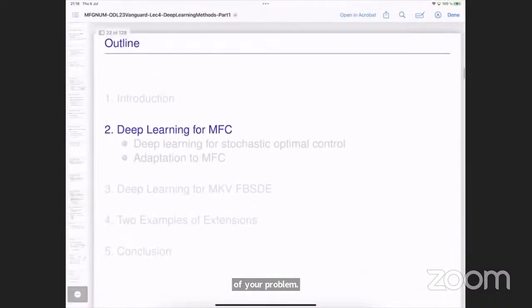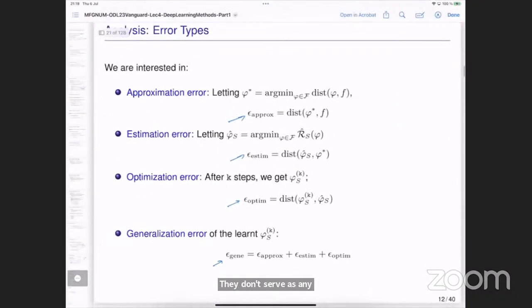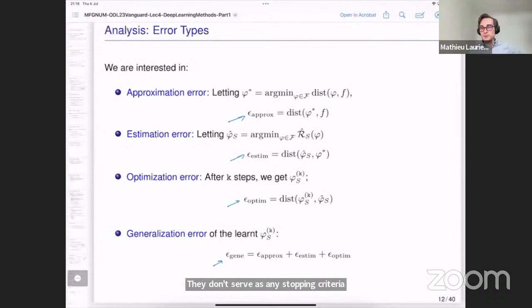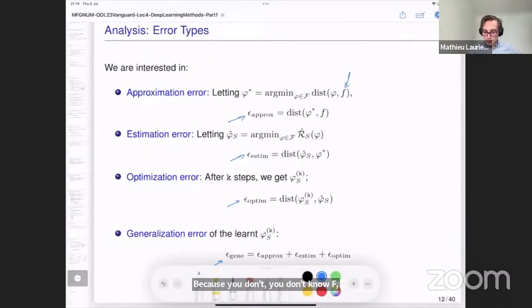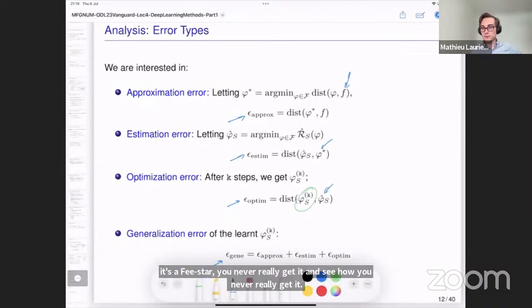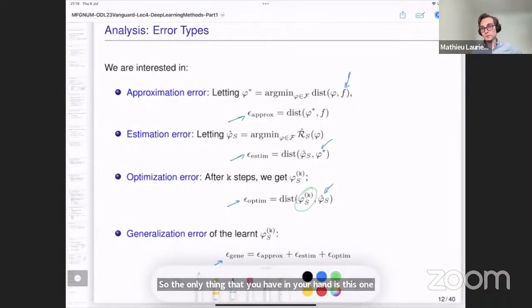They don't serve as any stopping criteria. Right, exactly, that's my point. You cannot really use them as a stopping criteria because you don't know f. Phi star you never really get, and phi hat you never really get either. So the only thing that you have in your hand is this one. That's what you have when you run the algorithm, and the rest you don't know. So you would like to bound these errors. Maybe you can do it theoretically, but in practice you cannot really compute them.